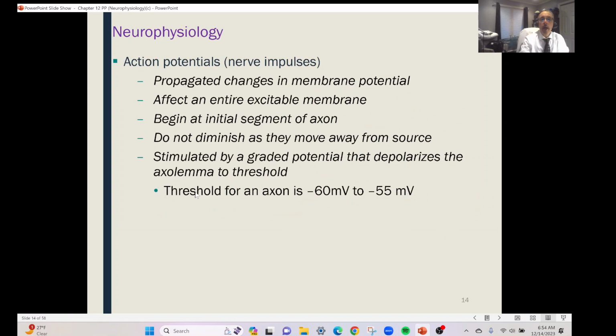And the threshold, so I'm going to talk about this next. So the threshold of an axon, meaning that once we get the inside of the cell at the initial segment to about minus 60 or minus 55 millivolts, once it becomes that positive, the action potential will be initiated. The number that I usually ask on an exam, the number that I want you to know is minus 55. It does range from minus 60 to minus 55, but let's focus on this number. If I were to ask you what's the threshold value, it's going to be minus 55. And again, I'm going to talk more about that in a minute.